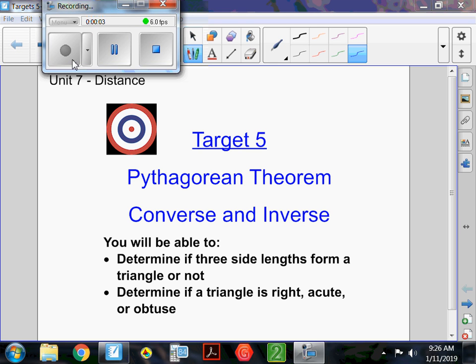Unit 7, Target 5, Pythagorean theorem, converse and inverse. The point of this target is to be able to do two things. First, we're going to be able to determine if three side lengths form a triangle or don't form a triangle. And second, we'll be able to determine if a triangle is a right triangle, acute triangle, or obtuse triangle.